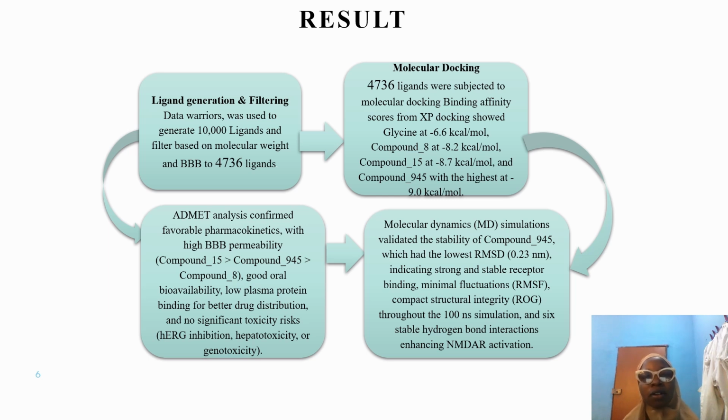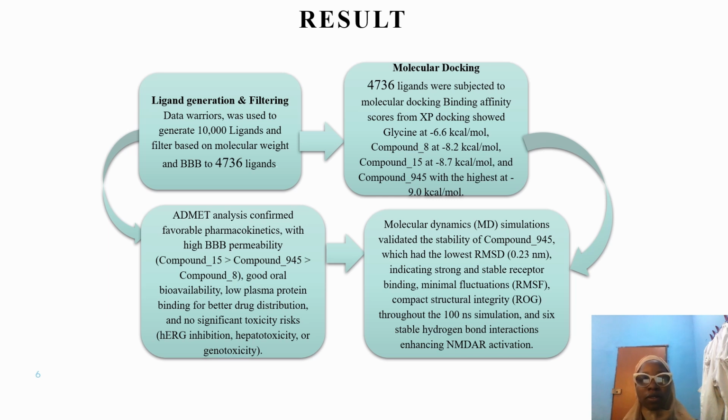The 3 compounds were subjected to ADMET analysis, and the analysis confirmed favorable pharmacokinetics with high blood-brain barrier permeability, with compound 15 having better BBB permeability compared to compound 945, and compound 945 having better permeability compared to compound 8. They also showed good oral bioavailability, low plasma protein binding for better drug distribution, and no significant toxicity risks. Molecular dynamics simulation.